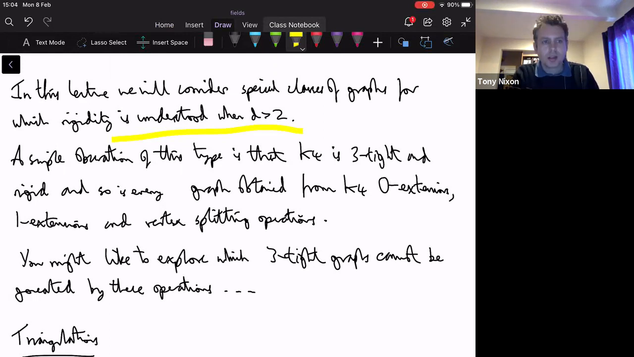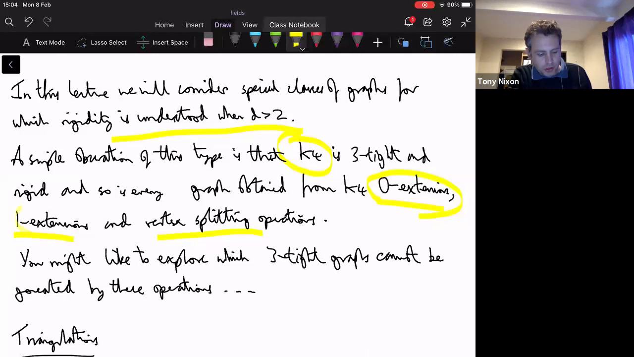So a simple observation to get started is that we can check small graphs by hand. We can just calculate the rank of the rigidity matrix. So for example, K4, the complete graph on 4 vertices, is a 3-tight graph, which we can easily check has the right rank of the rigidity matrix to be rigid in 3 dimensions. And we've already seen the 0-extension operation and the 1-extension operation, and then 2 lectures ago we talked about vertex splitting. So we know certain operations preserve rigidity in 3 dimensions.